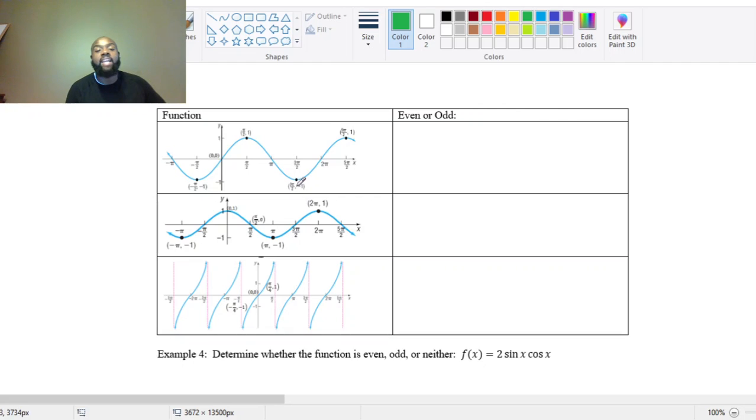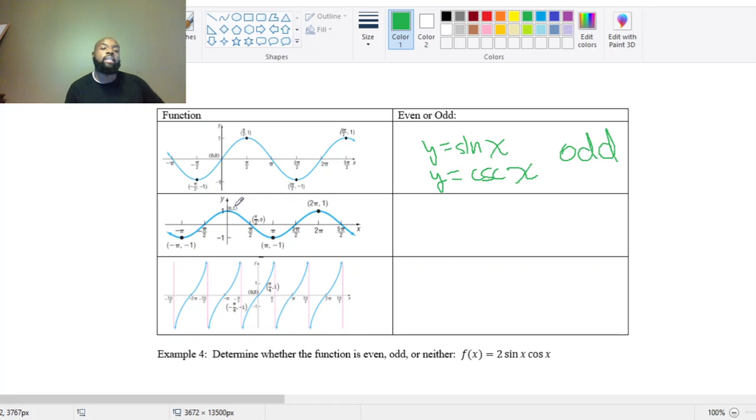If I plug in -3 pi over 2, you don't see it on this graph, but you can see that this is going up to +1, right? So when I plug in the negative, I get the opposite of what I get when I plug in the positive, right? So y equals sine of x is odd. If sine of x is odd, its reciprocal is also odd. So cosecant of x is also odd.